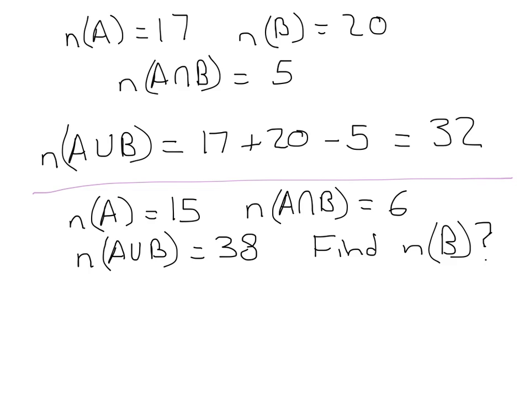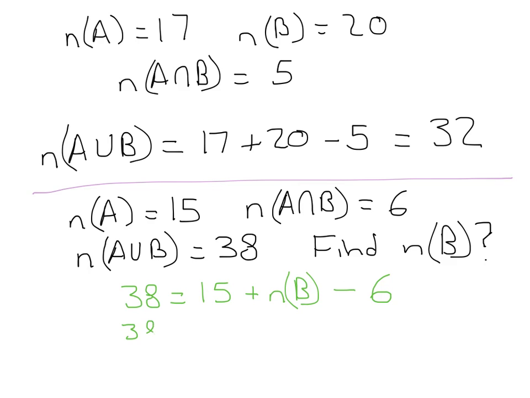All right, so basically, again, it comes down to the formula. The formula says cardinality of A union B. So I'm going to write this in green or something. Cardinality of A union B, 38, is equal to cardinality of A plus the cardinality of B, I don't know what that is yet, minus the cardinality of the intersection. So that's 6. Okay, so you can just solve this algebraically, right?